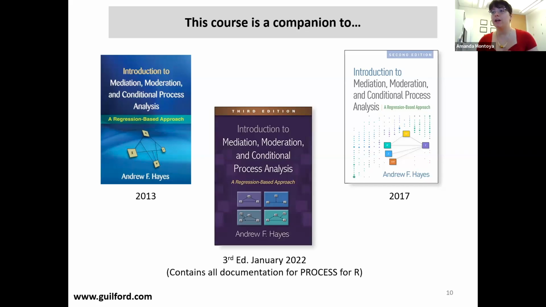If you're at a university, you might double check if your university has a copy of the ebook. Our university does, and so when I teach this course, most of the students use the ebook, so you can get it for free. Guilford isn't paying me, so I can say that.